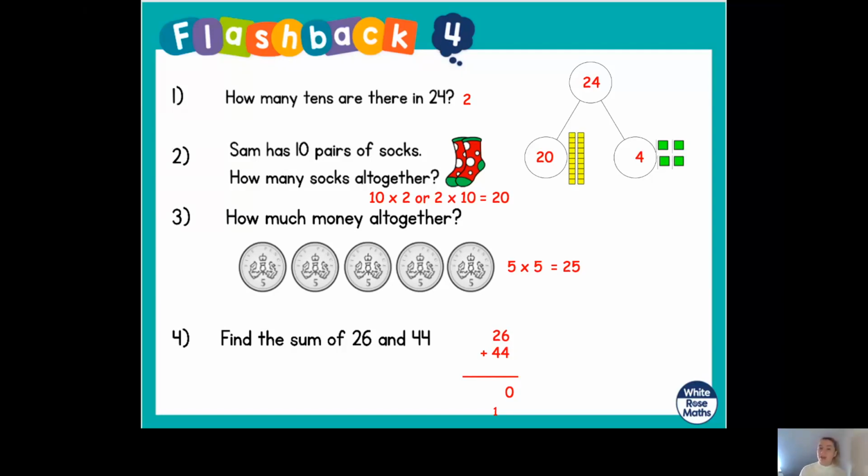And then we can't forget the 10 that we've just exchanged, and that makes it 7. So there you go, 26 and 44 add together to make 70. Well done if you got those right. Now let's move on to today's learning.